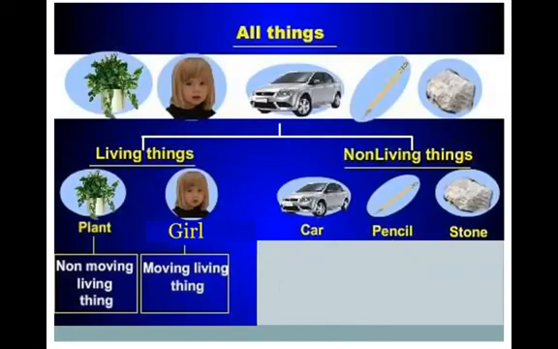Here in this picture, you can see living things and non-living things. In this picture, plant and girl belong to living things, whereas car, pencil and stone are non-living things. In living things, plants are non-moving living things, whereas girl or humans are moving living things.